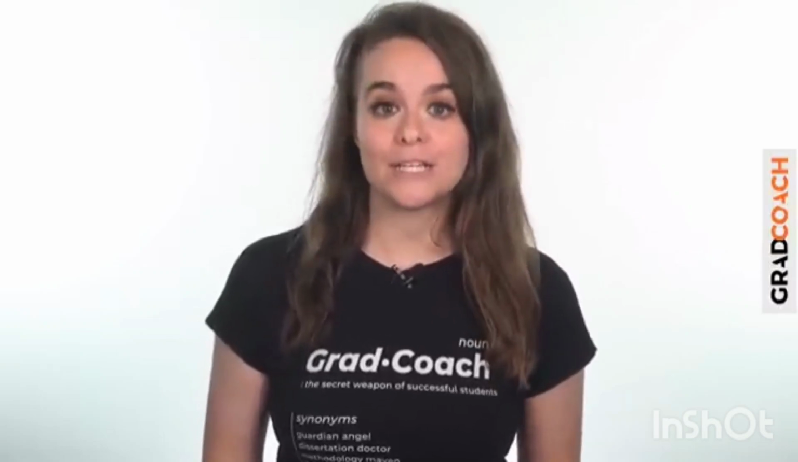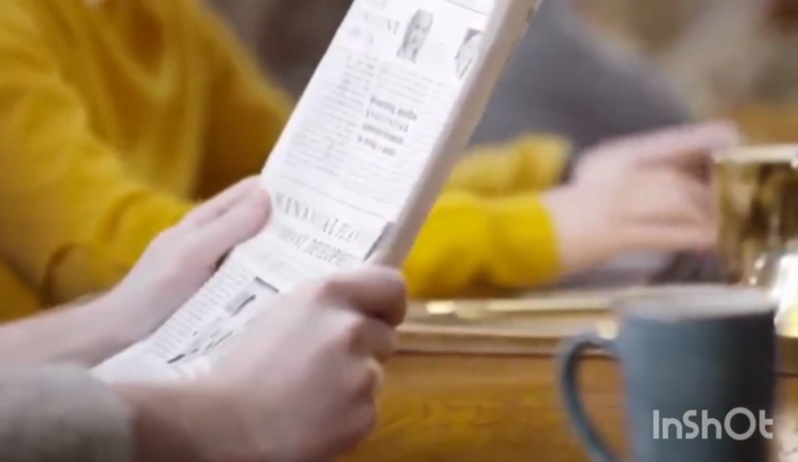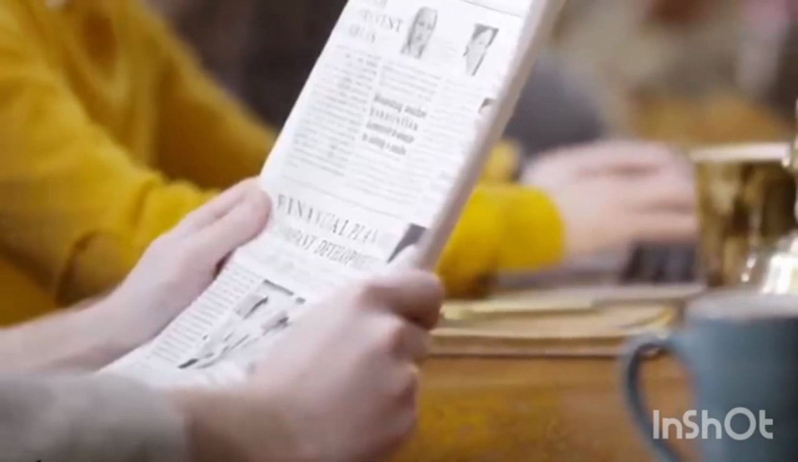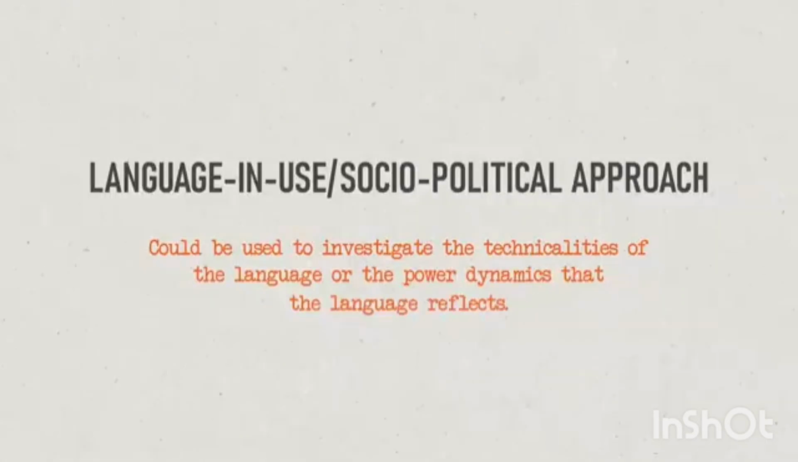For example, research aimed at evaluating changes in social attitudes to poverty might look at political speeches or newspaper articles to identify nuances in the use and manipulation of language around welfare, homelessness, and unemployment. Specifically, a language in use or socio-political approach to discourse analysis could then be used to investigate the technicalities of the language used in these cases, or the power dynamics that the language reflects.